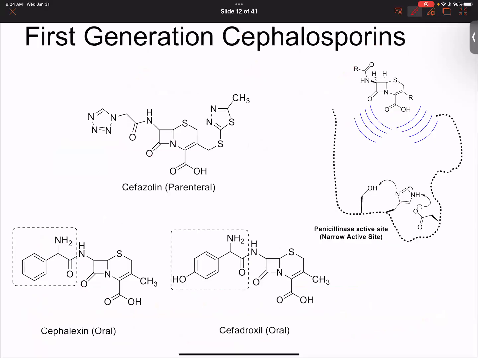All right. Here are the drugs. So here is your parenteral cefazolin, and then the two oral agents. Okay? Nothing too remarkable about these drugs outside of the larger ring system. And again, I want to impress upon you that size matters here. The sterics induced on a system as a consequence of that extra carbon actually prevent a drug like cefazolin or cefadroxil or cephalexin from getting into the penicillinase active site. Right, so that narrow active site prevents the cephalosporin from getting in there, and as such, they don't get hydrolyzed. Okay.